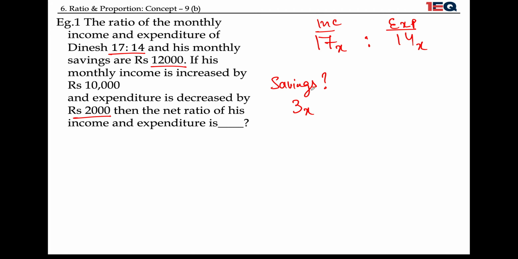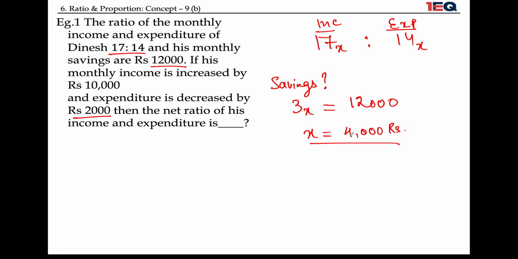The only absolute thing I have in hand right now is 12,000 rupees, which are his savings. So if the savings have come out to be 3x, then I can easily say that the monthly savings 3x is equal to 12,000. I think nobody would have any problem with this. So the value of x simply comes out to be 4,000 rupees. I hope we are good. So the value of x is equal to 4,000 rupees.